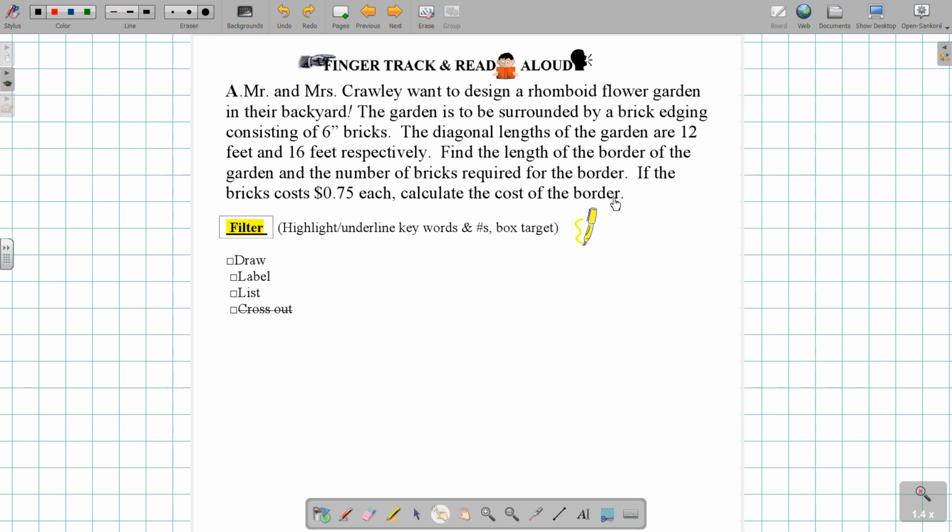You're going to do these steps on your own. I'd like you to filter, which means to highlight or underline keywords and numbers. Box the target question or questions. Draw the diagram, label the diagram, list the given information, and then cross it out as you account for it on the diagram or the list. Pause the video. Do that on your own right now.